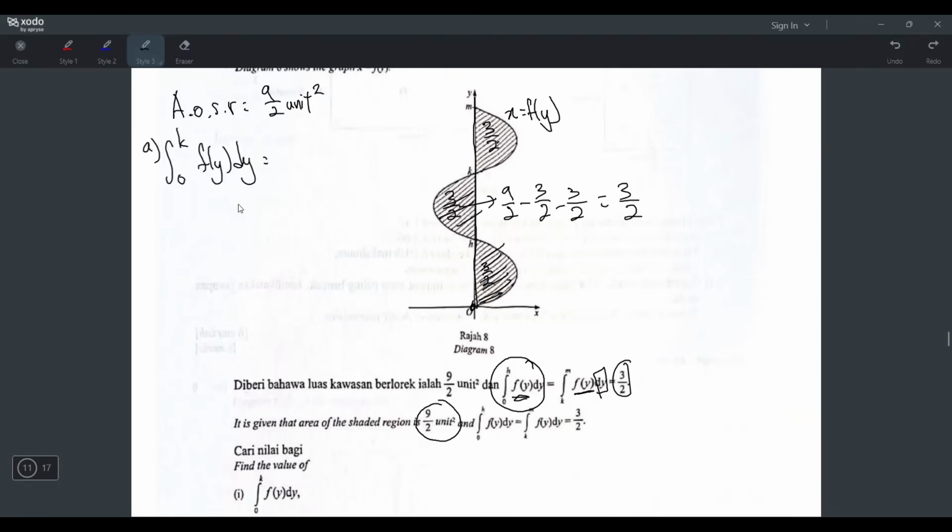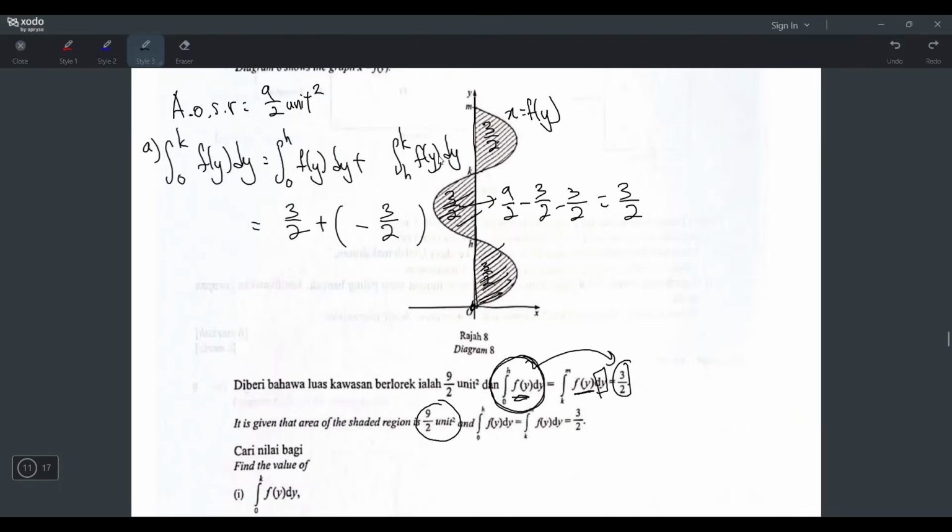Let me show you how I will do this instead. I will split this into two integrals, because the integral from 0 to k is actually this region plus this region. So it's the integral from 0 to h of x dy, which is f(y) dy, plus the integral from h to k of x dy also. But x is f(y), so f(y) dy like that. For the integral from 0 to h of f(y) dy, I can just copy from here. It's positive 3/2, right? I labelled it here also already. Plus the integral from h to k of f(y) dy, which is here. But it will not be 3/2, it will be negative 3/2.